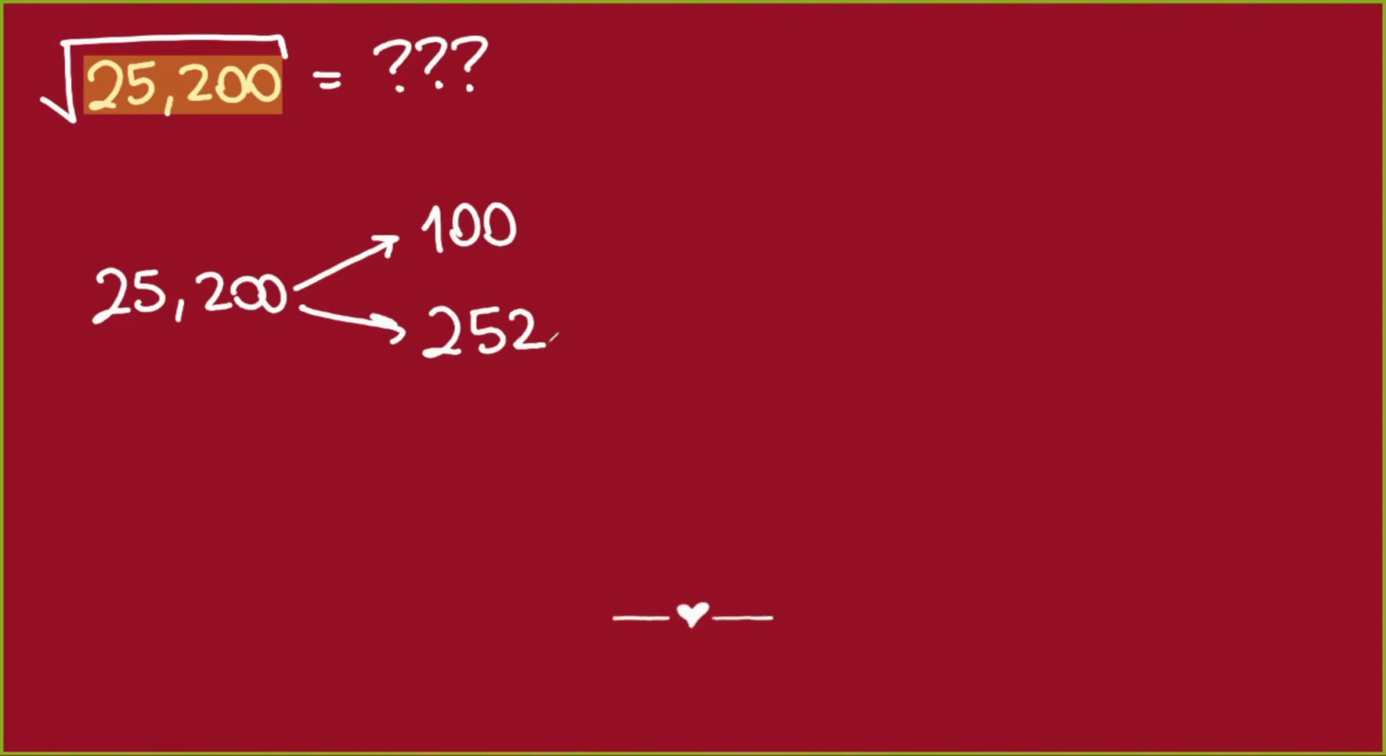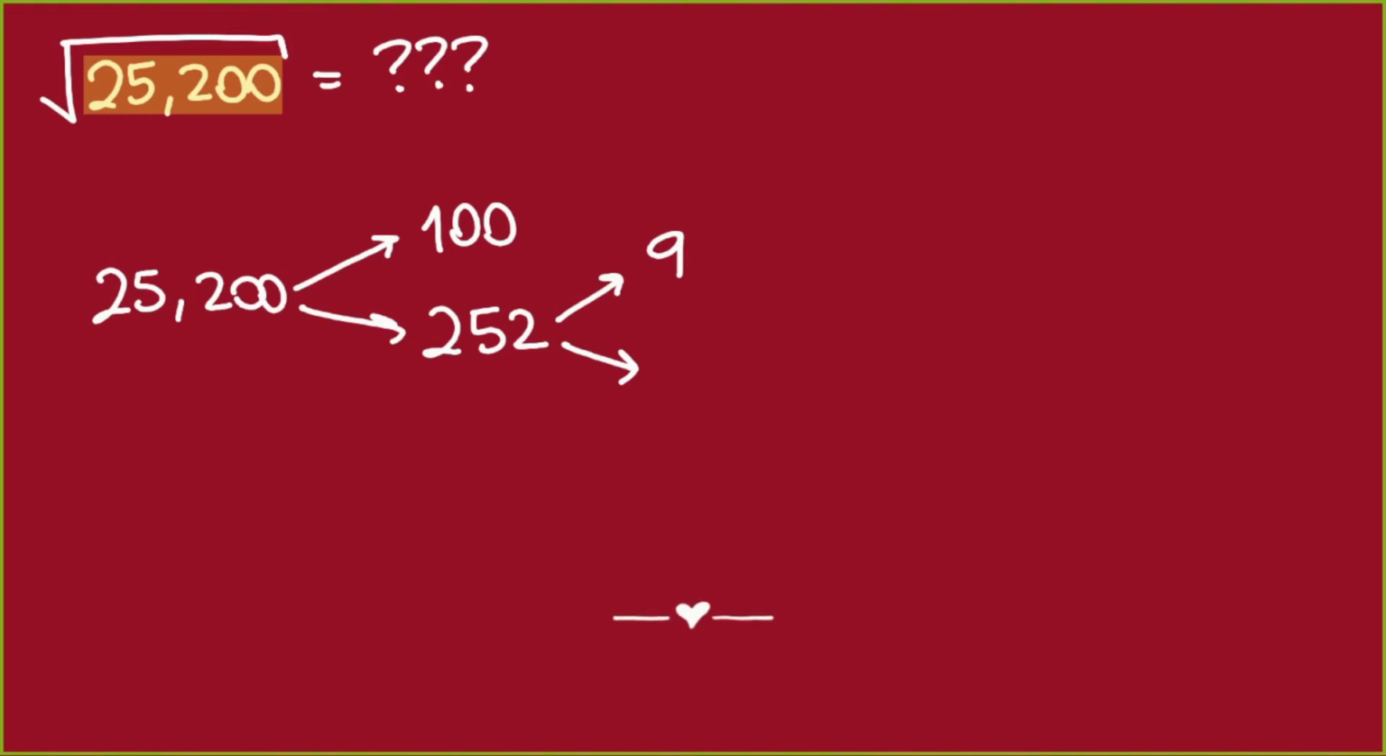With a more complicated number, let's say the square root of 25,200, we can use the following strategy to find its factors. And you should have in mind that you need as many perfect squares as possible. We can observe that 25,200 is the product of 100 and 252. And if we add the digits of 252, I will obtain 9, which means that this number is divisible by 9.